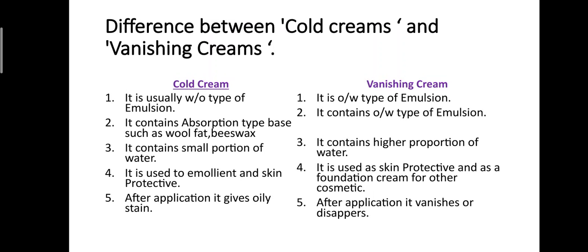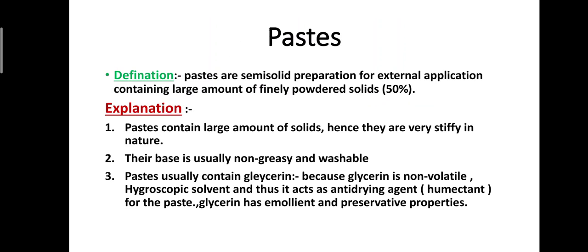Fourth point, cold cream is used as an emollient and skin protective. Vanishing cream is used as skin protective and as a foundation cream for other cosmetics. Last point, in cold cream, after application it gives an oily stain. In vanishing cream, after application it vanishes or disappears. These are the very simple differences between cold creams and vanishing creams.